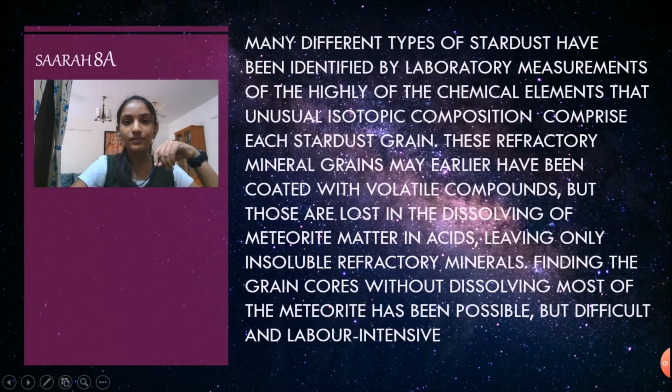I'm Sarah of class 8A. Many different types of stardust have been identified by laboratory measurements of the highly unusual isotopic compositions of chemical elements comprising each stardust grain. These refractory mineral grains may earlier have been coated with volatile compounds, but those are lost in the dissolving of meteorite matter in acids, leaving only insoluble refractory minerals. Finding the grain cores without dissolving most of the meteorite has been possible but difficult and labor intensive.